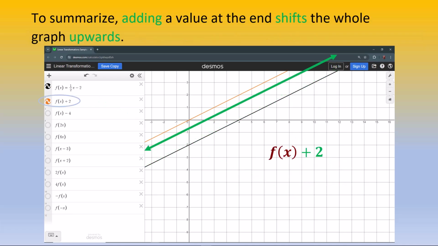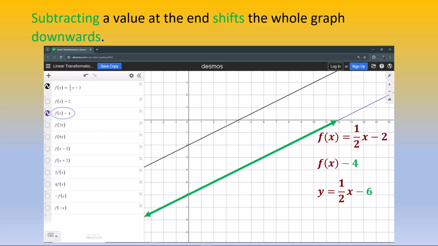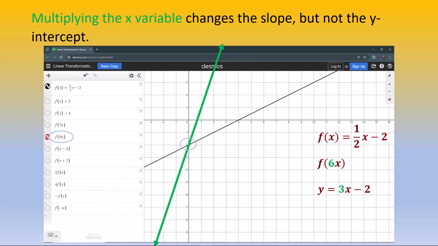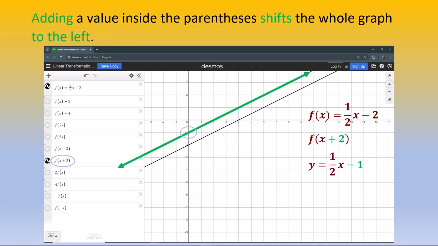To summarize, adding a value at the end shifts the whole graph upwards. Subtracting a value at the end shifts the whole graph downwards. Multiplying the x variable changes the slope, but not the y-intercept. Subtracting a value inside the parentheses shifts the whole graph to the right. Adding a value inside the parentheses shifts the whole graph to the left.